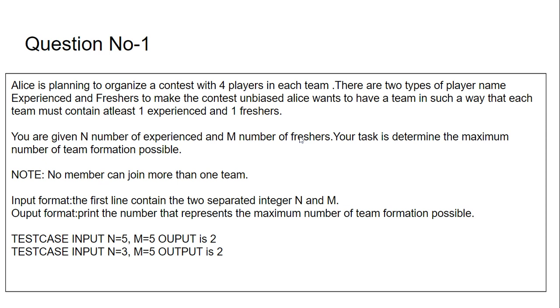So if we see how many teams can be formed from the number of experienced and freshers, it is very simple. We have four players in each team. Then what can we do? We just simply add the n number of experienced players plus the number of freshers and divide by 4. This is how we get the maximum number of teams possible. Then we will see how we can make sure that every team has one experienced and one fresher.